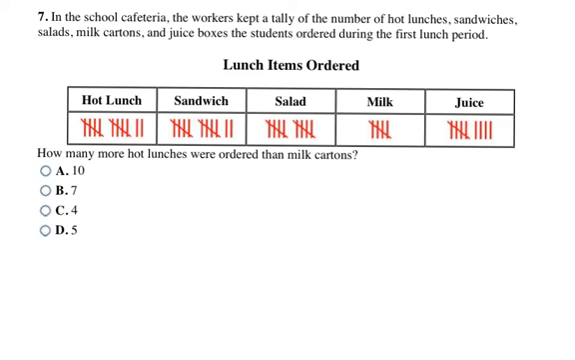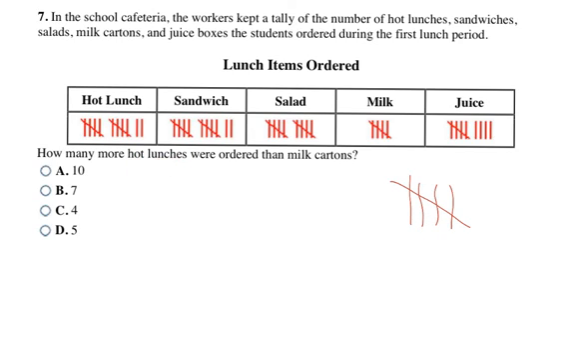Now this problem here is dealing with a tally chart. It says, in the school cafeteria, the workers kept a tally of the number of hot lunches, sandwiches, salads, milk cartons, and juice boxes the students ordered during the first lunch period. So how many more hot lunches were ordered than milk cartons? So when you are using tallies, you tally until you get to 4, and then you put a slanted one. So anytime I see a group with a slant tally through it, I know that's a group of 5.